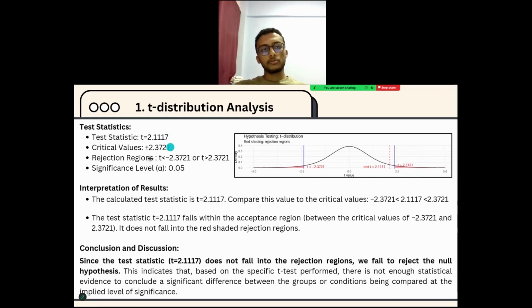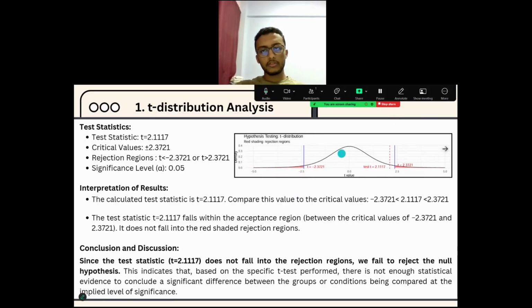So after doing the calculation, we got the statistic of t equals 2.117 and the critical values of plus minus 2.3721. So what this means is that, as you can see here in the graph, the blue lines mark the critical values. Whatever is out there is marked with red here and there. As you can see, these are the rejection regions.